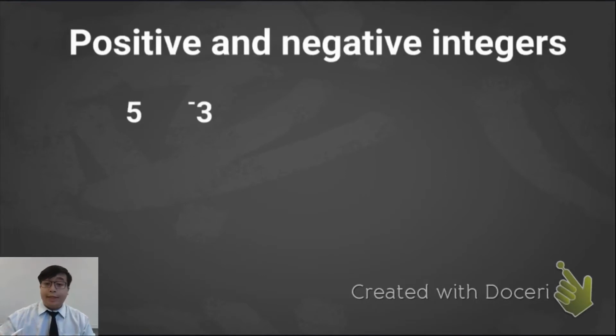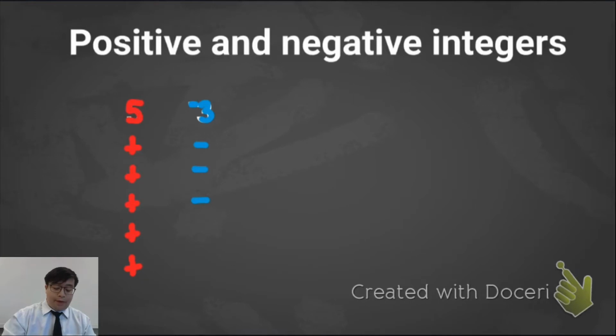And the way I like to think about it is, when I have positive 5, I like to think of that as having 5 of these plus signs. 1, 2, 3, 4, 5. And when I have negative 3, I like to think of that as having 3 of these negative signs. So 1, 2, 3.